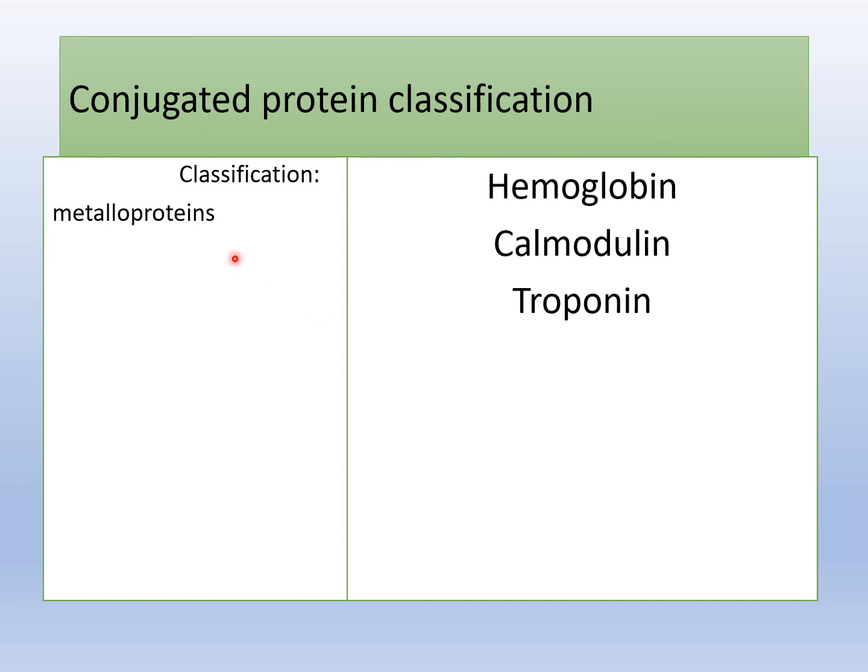Then we have the metalloproteins. We have hemoglobin. It is a metalloprotein because your hemoglobin has iron in it. Iron in the form of ferrous, Fe2+. And I guess you already know the function of hemoglobin. It is actually the protein pigment of your blood, which basically carries the oxygen molecules.